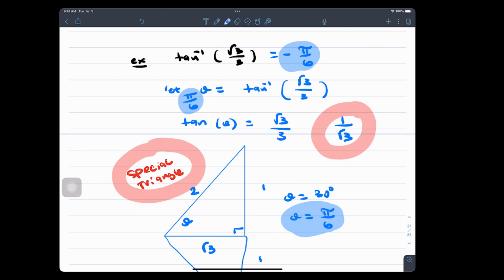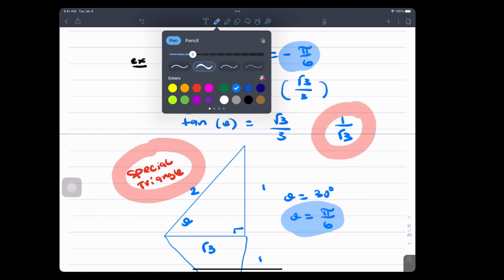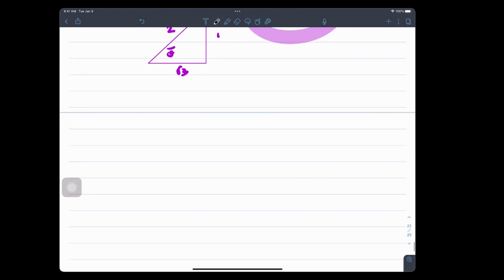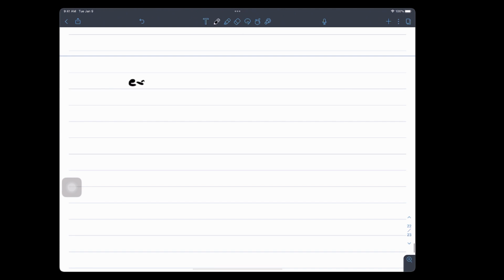So this is how we start to get a handle on those inverse tangent kind of situations here, right? Give you another example here of this. It's -1.